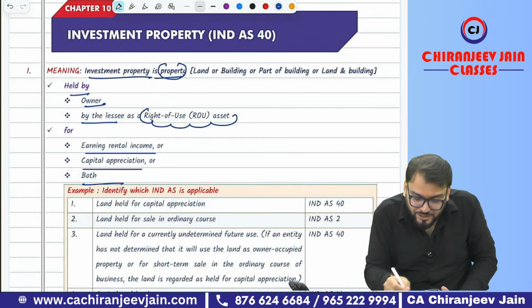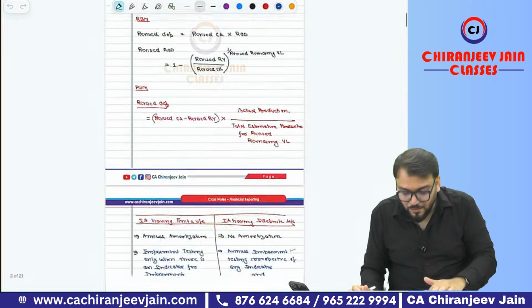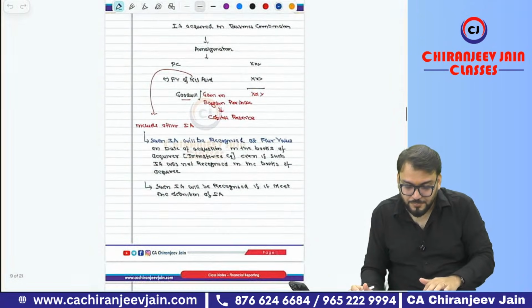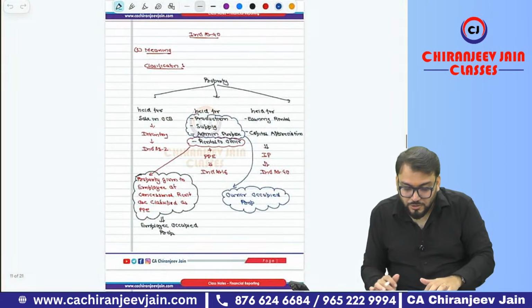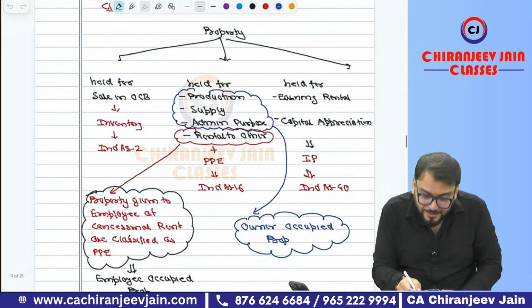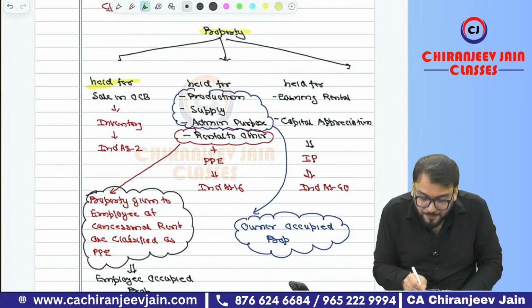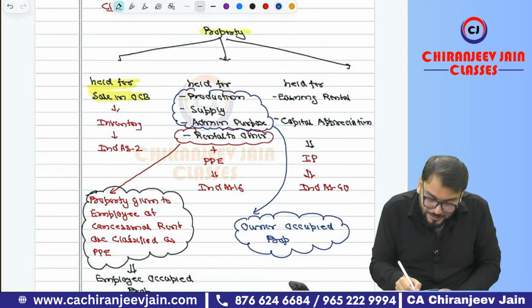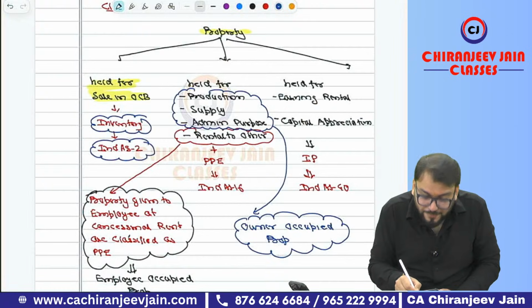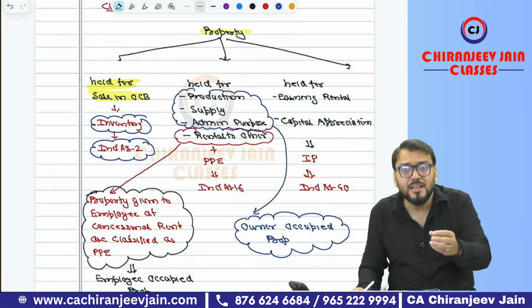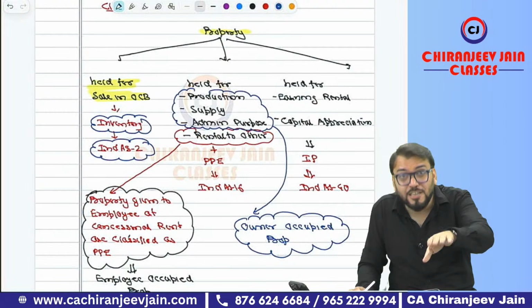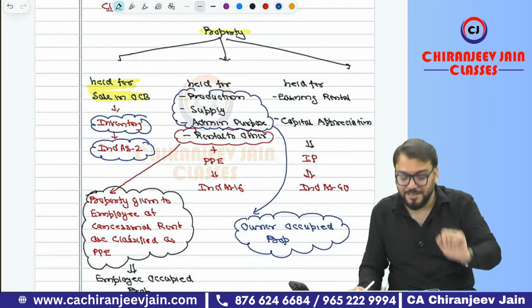Now for clarification, there are a lot of clarifications for this. Let me clarify what are the points which you should know. You can see when I say any property which is held for sale in the ordinary course of business, then it becomes inventory. For example, you are a real estate dealer and you do construction of building and then you sell it in your ordinary course of business, then that property is your inventory.